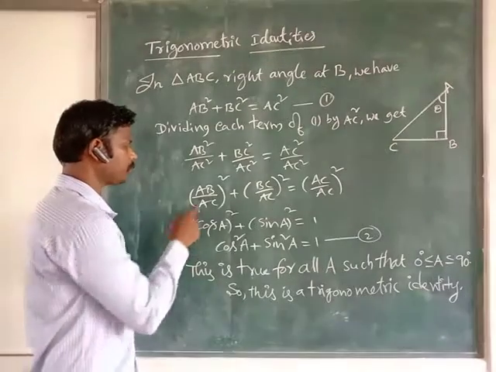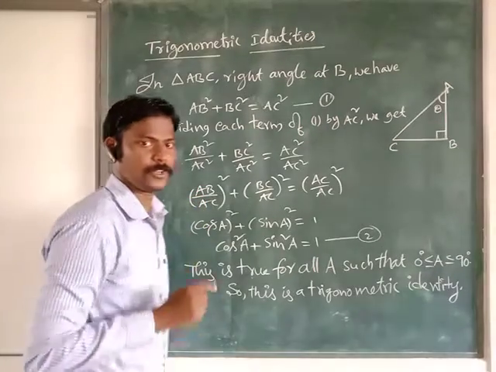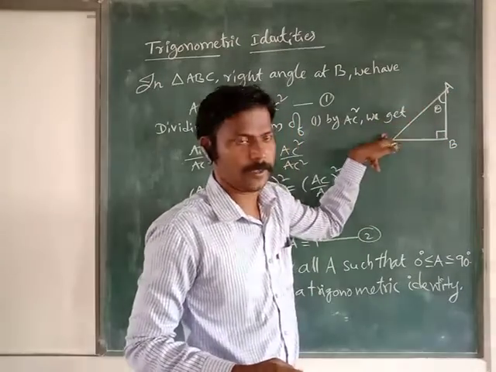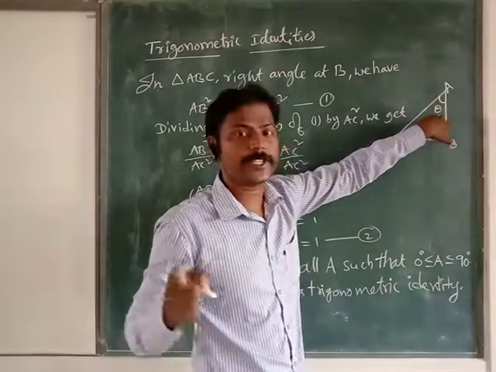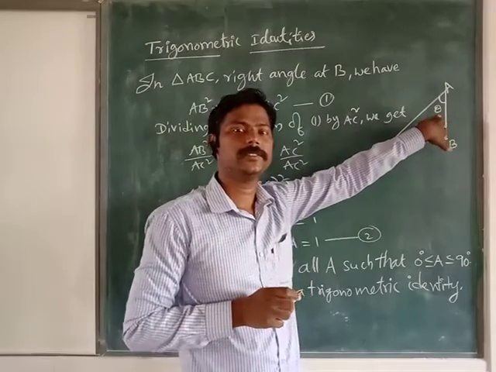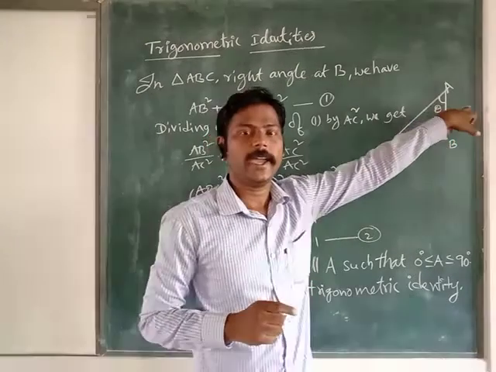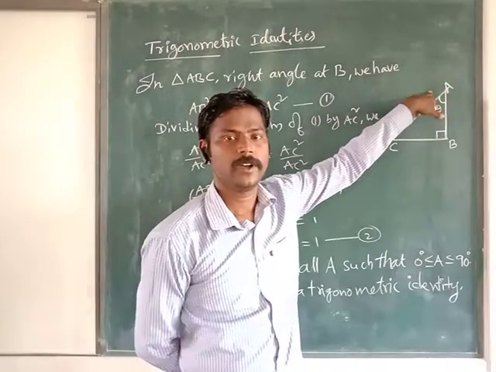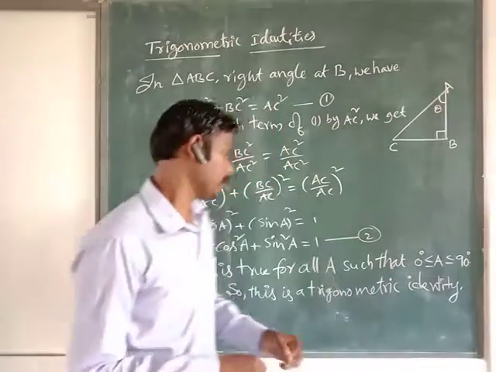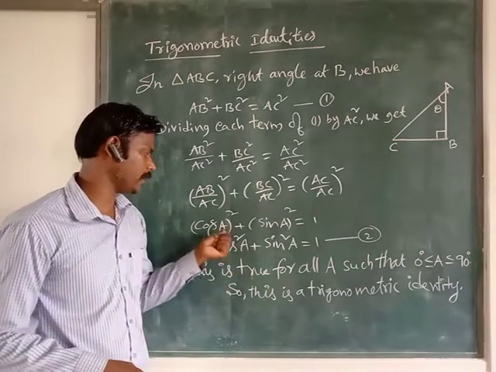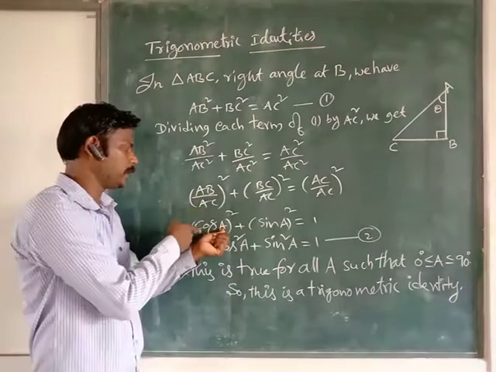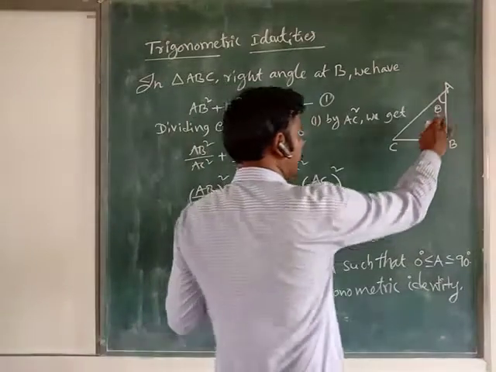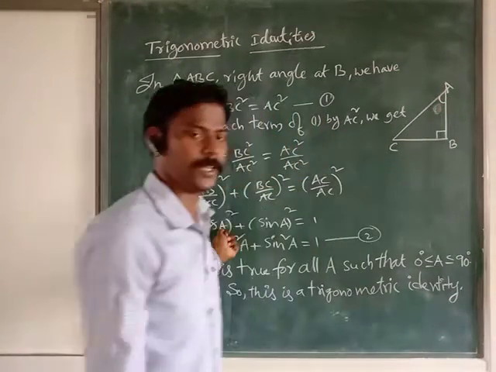Now AB by AC. Which definition? See, AB by AC, here theta is there. Which trigonometric definition is that? That is nothing but the adjacent side over the hypotenuse. Which trigonometric definition? Cos theta. Very good. So here AB by AC equals cos A, so cos square A. You need not write theta, you can just take A.